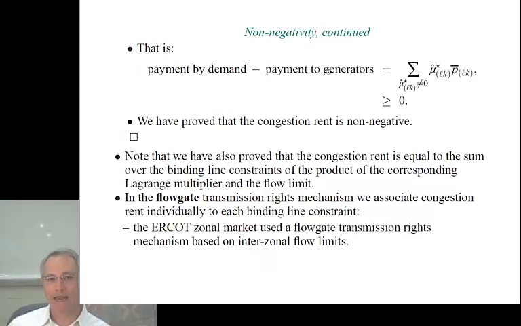So the payment by demand minus payment to the generators is greater than or equal to 0. We've also proved, in fact, as part of the proof, that the congestion rent is equal to the sum over the binding line constraints of the product of the corresponding Lagrange multiplier and the flow limit. In the so-called flow gate transmission rights mechanism, we associate congestion rent individually to each binding constraint. In fact, the old ERCOT zonal market used a flow gate transmission rights mechanism based on the interzonal flow limits.